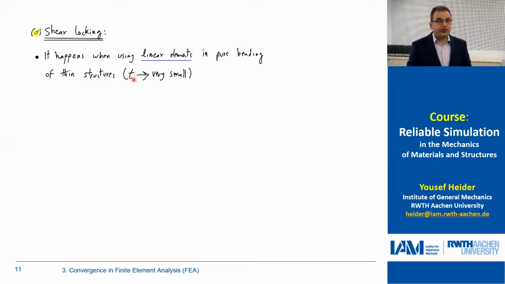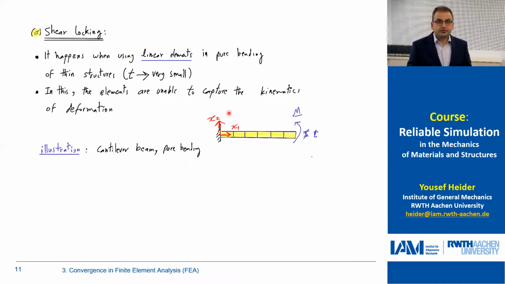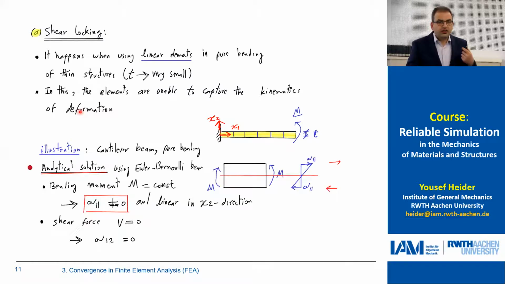And for instance, if the thickness is very small, let's have a look at this cantilever beam. If we divide this into small segments, and then we see this moment which you apply here, and this is the thickness. In this case, the elements are unable to capture the kinematics of deformation. This is a finite element. Let's have a look at the analytical solution using the Euler-Bernoulli beam.